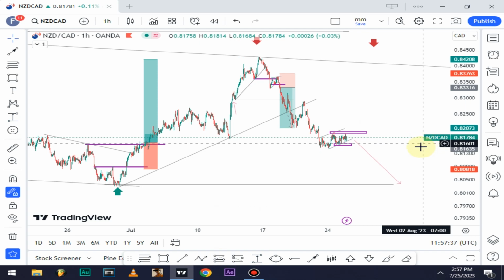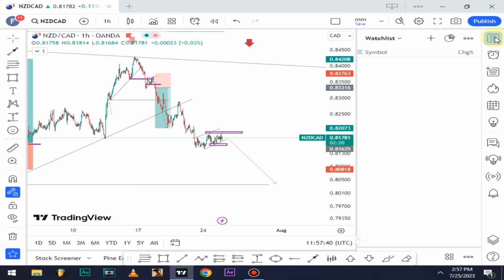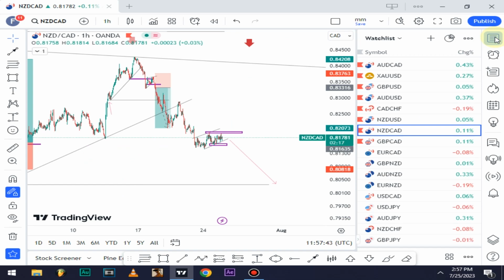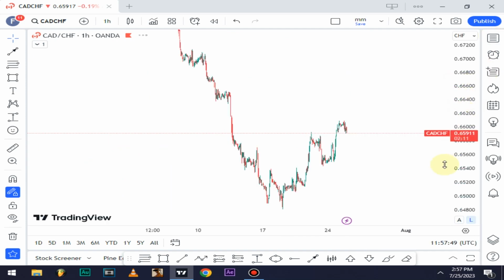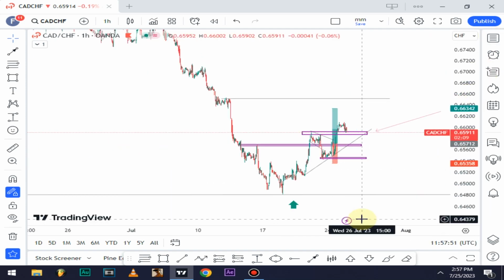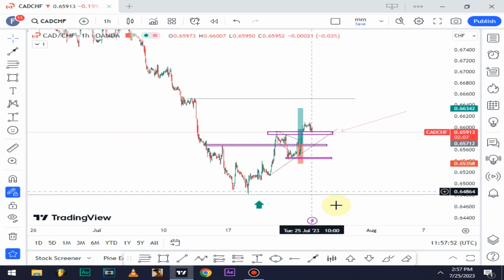So for now, I'm just watching. I'm not doing anything. I'm watching, gang. Alright? Do not just make an entry. I did take a buy on Canadian Swiss franc and then took that profit, and now it's pulling back. I don't care. Look at that. Same. Okay, this is exactly what I'm talking about now.